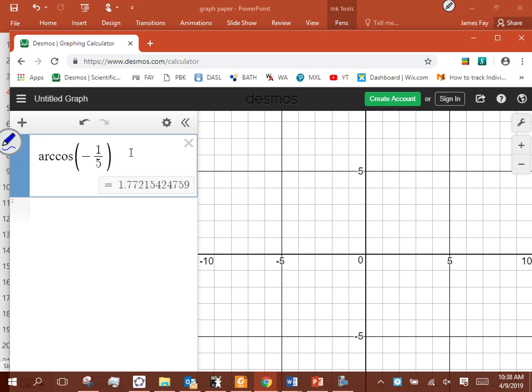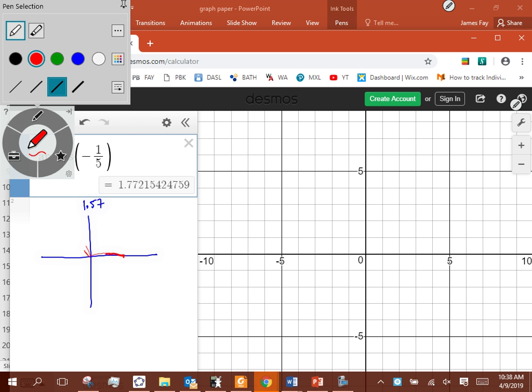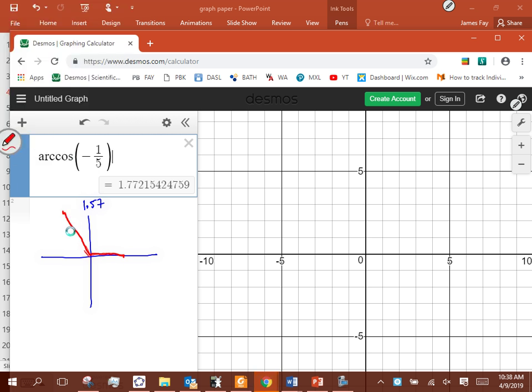1.772. Okay, now here's the thing: that 1.772. This is 1.57 radians. So 1.772 is going to be an angle over here in that second quadrant, right? So that is that first theta that we're interested in, okay?